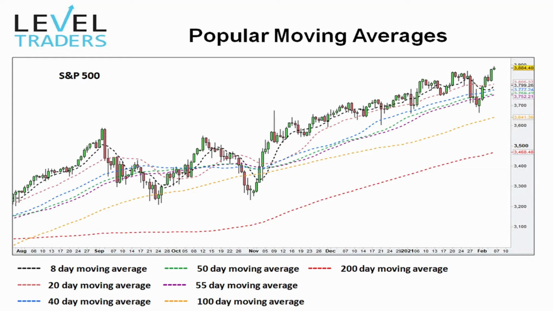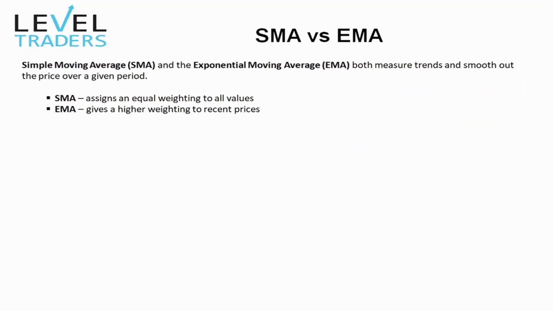The simple moving average, the SMA, or the exponential moving average, the EMA? So let's have a look at the two in practice. So the first common thing is they both do the same thing. They both measure trends. They both smooth out the price over a given period of time. That's a given because they're moving averages. The key difference is the simple moving average applies an equal weight to all values. The exponential moving average applies a higher weighting to recent prices. So what does that actually mean in practice?